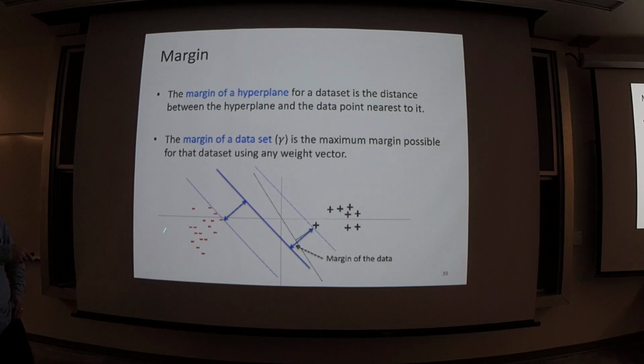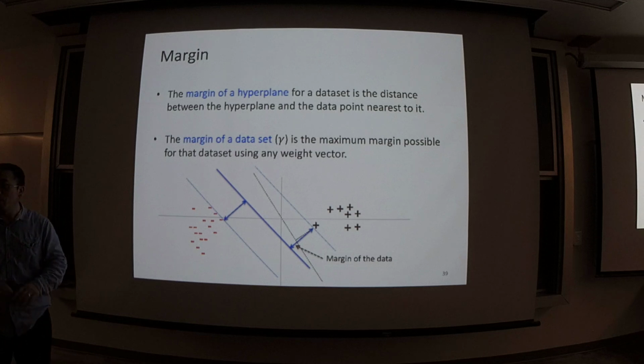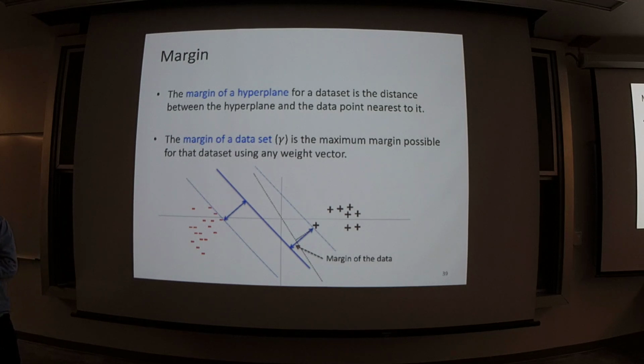So again, this is a data set, right? I have this separating hyperplane, this separating hyperplane, and this separating hyperplane. You see, we have infinitely many separating hyperplanes. Each separating hyperplane has its own margin, and we pick the maximum margin. This is called the margin of the data set.